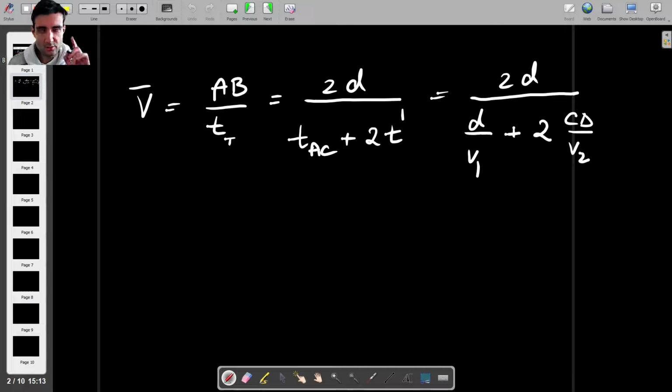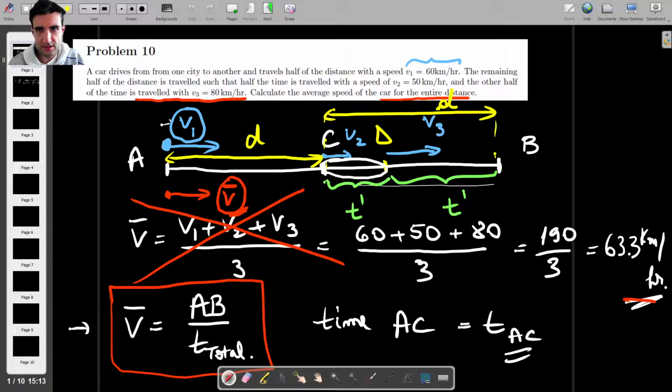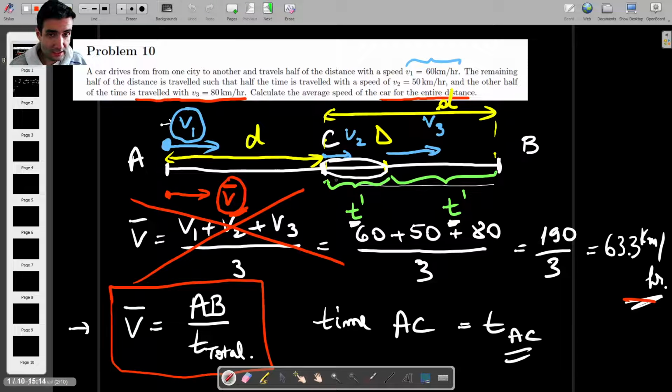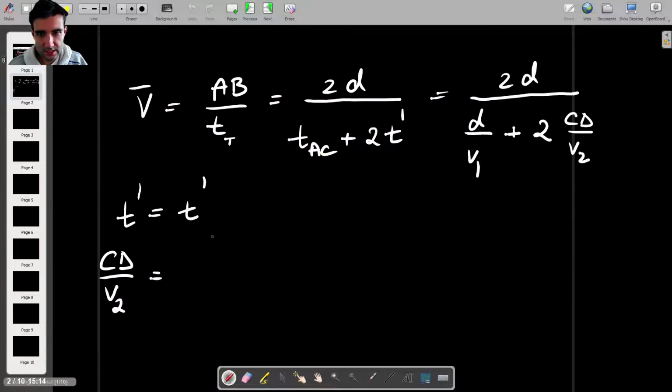Okay. Now, the other thing to note, and the other thing we'll use as an equation, is the fact that this time and this time are equal to each other. That's what the question is telling us. So let's maybe use it. First of all, I'll write the obvious: t prime is equal to t prime. The first t prime is cd over v2. The second t prime is this other distance, db over v3. But the two fractions are equal to each other.